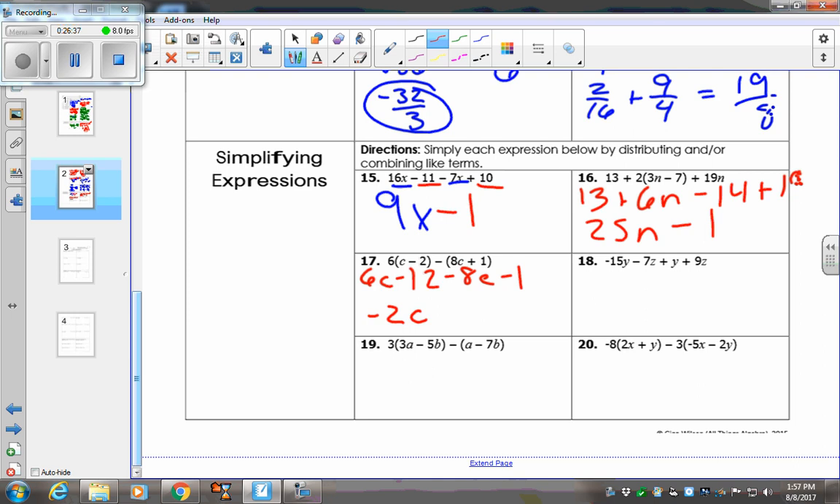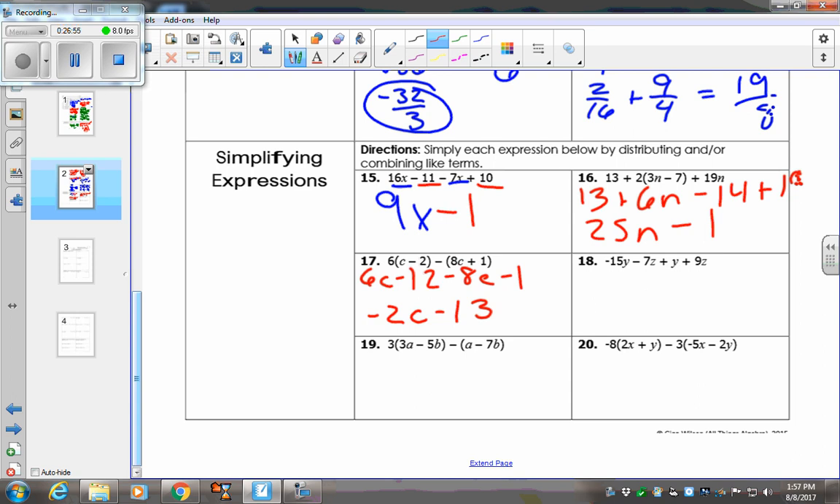Negative 12 minus 1. Are my signs the same? Yes. Add the numbers, keep the sign. That's your answer.